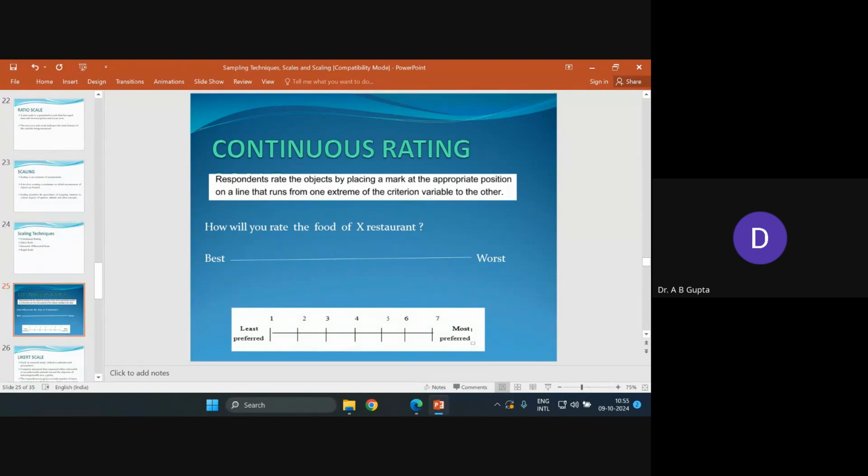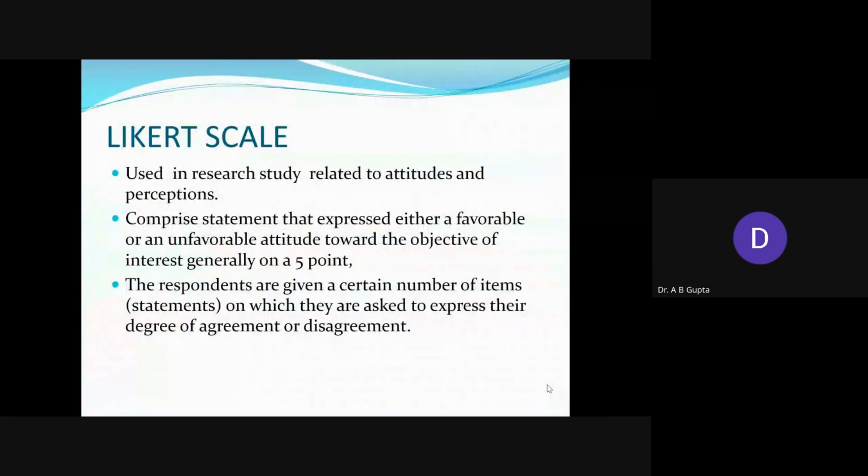Okay, so then I go to the next one. Please try to understand this one. This is the most popular and most interesting scale, the Likert scale, and it is used to study attitude. If you want to study the attitude of some persons, you want to study the perception, what is my perception towards cleanliness, what is my perception towards safety, so if this is my research study, I will use the Likert scale in my questionnaire. It comprises certain statements which will tell you whether your attitude toward that is favorable or not.